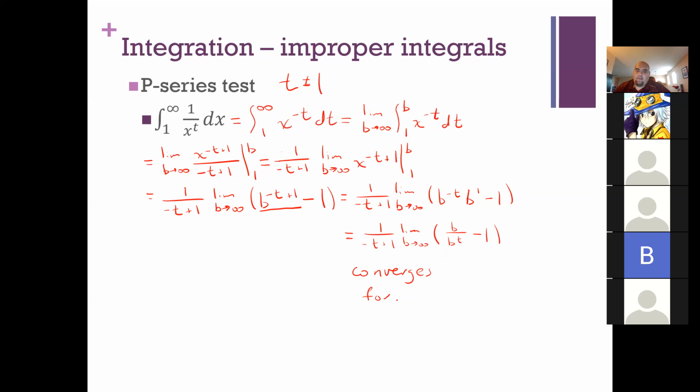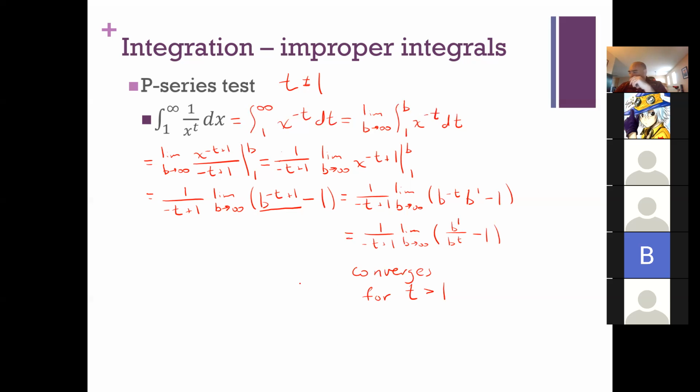When t is greater than 1, the denominator would get bigger than b. Right. So really what I have is, this is b to the 1 divided by b over t, so b to the t. So the only way this is going to converge is if t is greater than 1. That's the only way this denominator will grow faster.